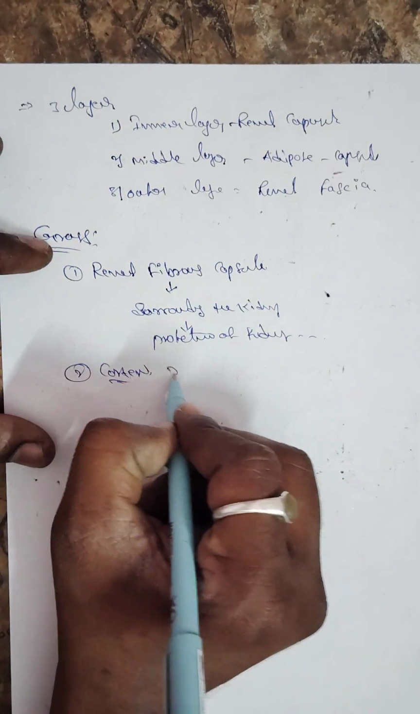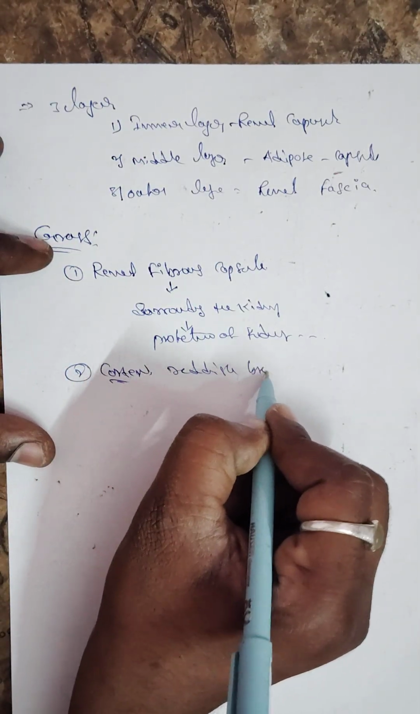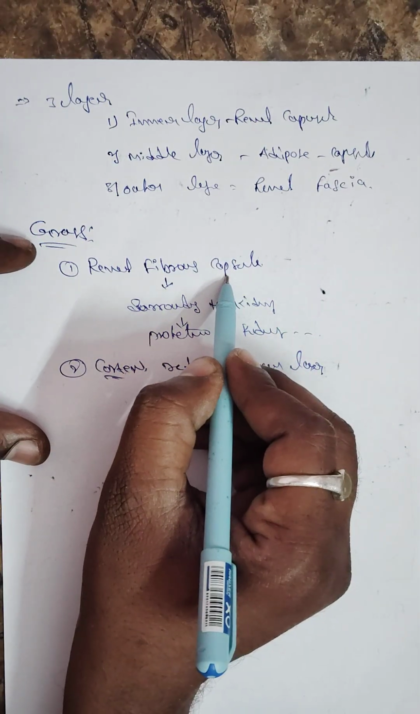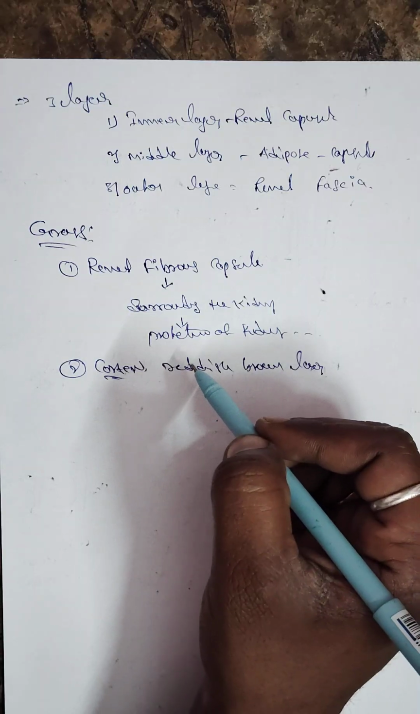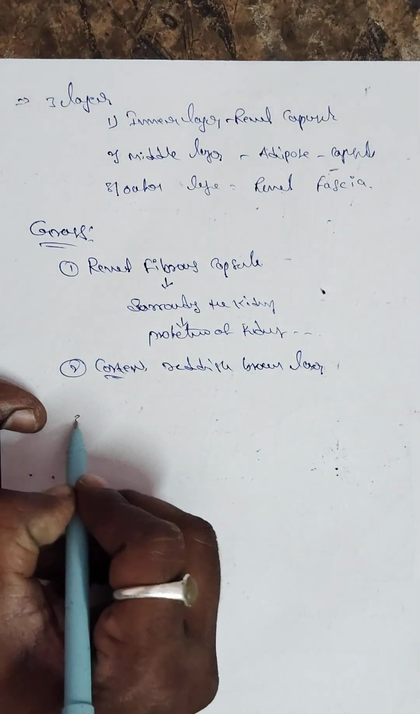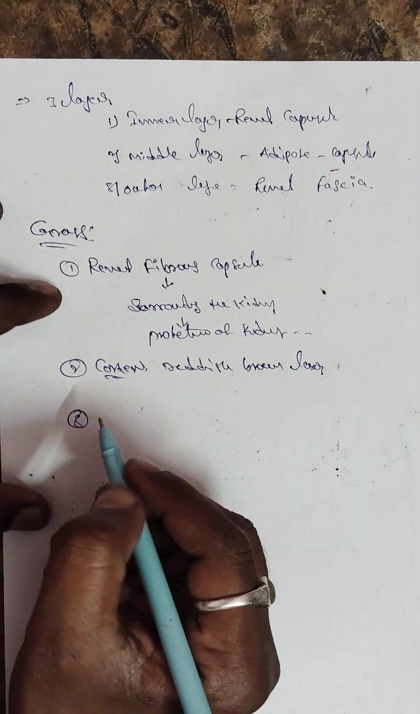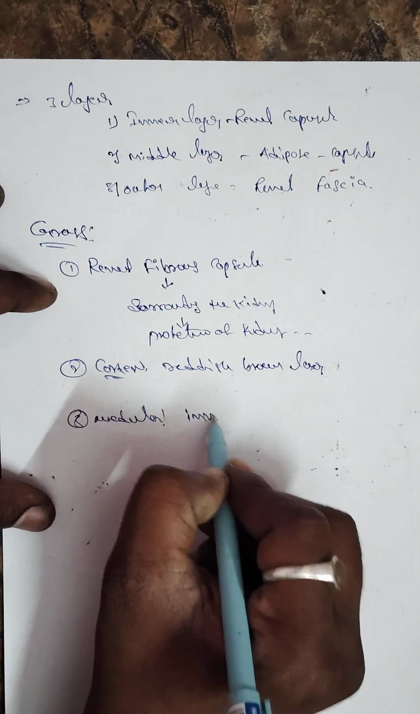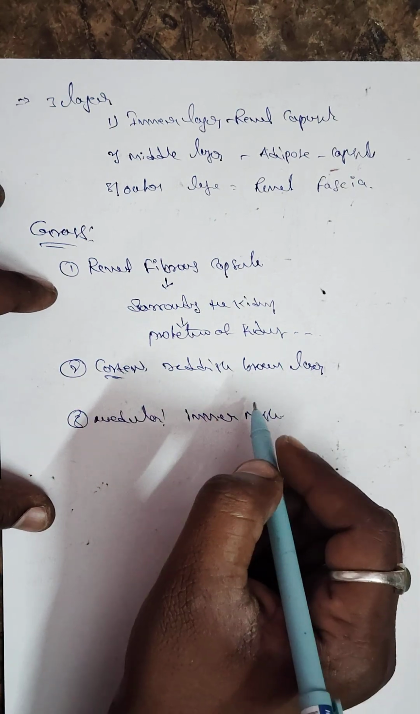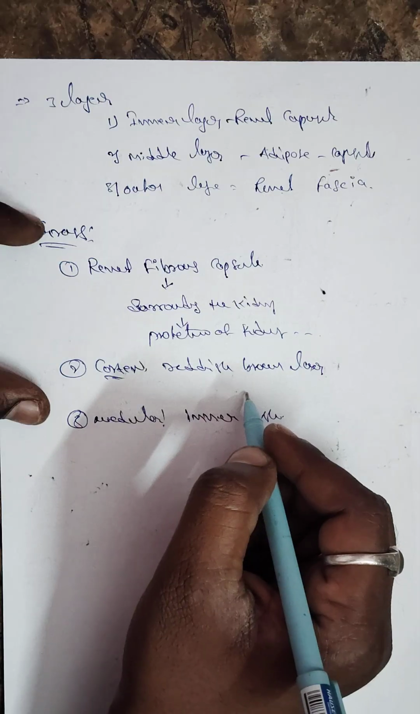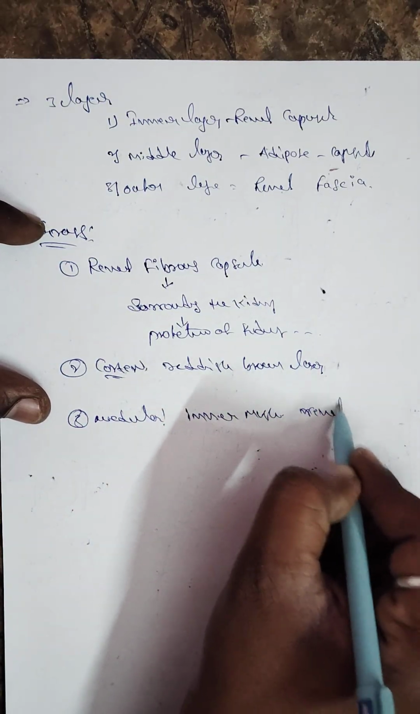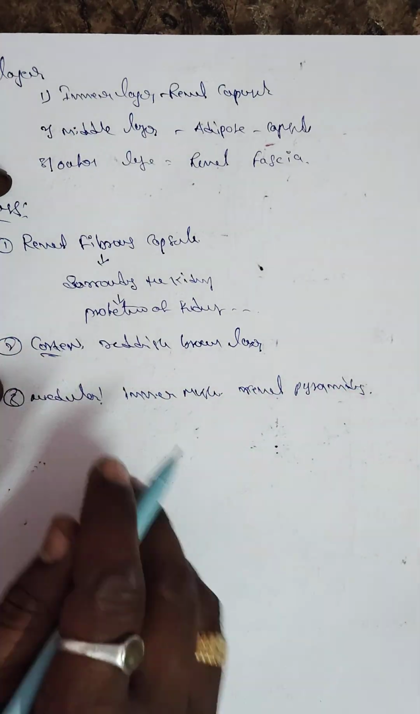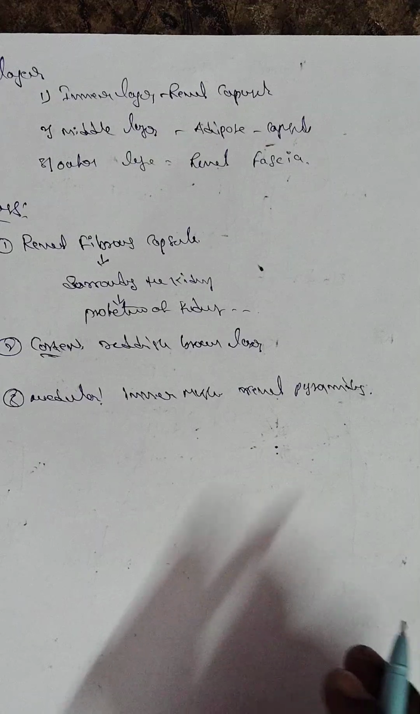And the second layer is the cortex. What is the cortex? It is a reddish brown layer of tissue. It is present immediately below the capsule, as the outer layer around the pyramids. And number three is the medulla. The medulla is the innermost layer of the kidney, and it is also called the renal pyramids. So this is about the gross structure of the kidney.